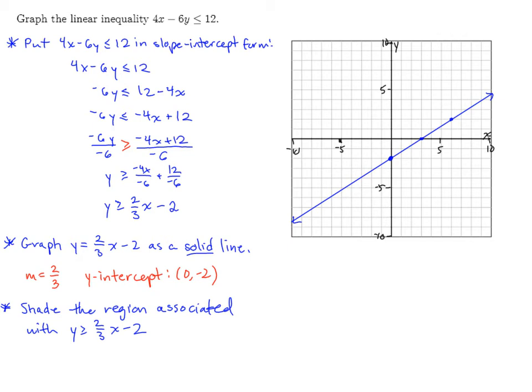So coming over to my graph, I'm going to come in and shade this upper side. And I'll get it shaded as clearly as I can. All right. Okay, and so now what I have drawn is a visual representation, a graph of all ordered pairs where 4x minus 6y is less than or equal to 12.